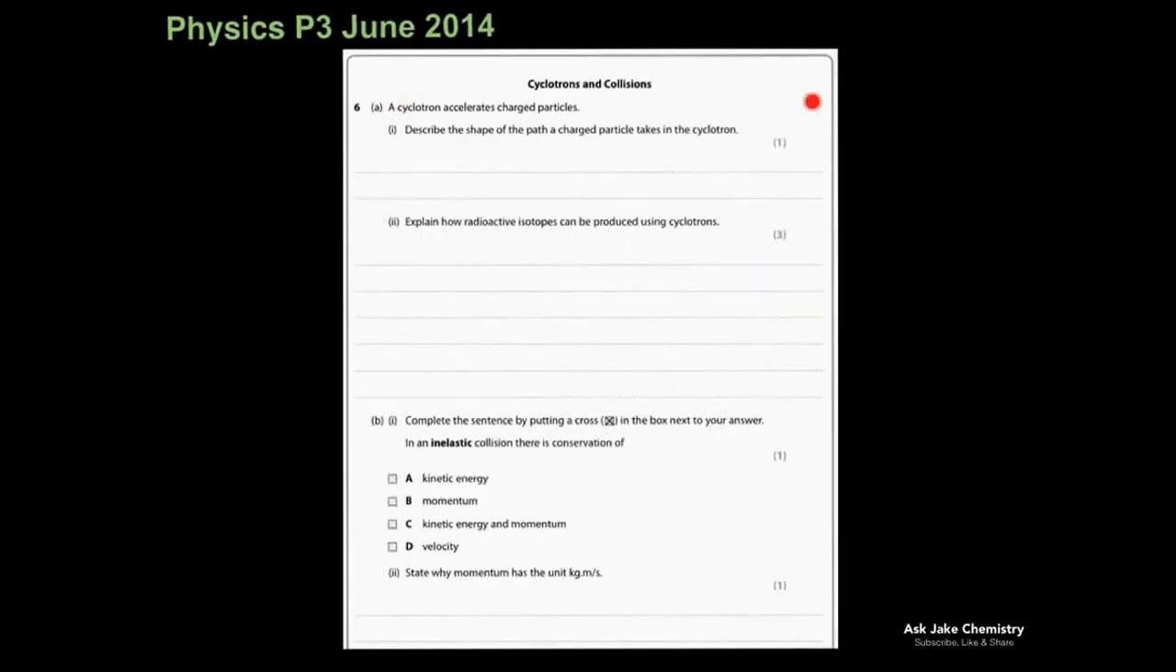For question 6, it's about cyclotrons and collisions. A cyclotron accelerates a charged particle. Describe the shape of the path the particle takes in a cyclotron. So as we know, in the cyclotron it goes round and round and round, so this could be called a cyclic motion or a spiral. Explain how radioisotopes can be produced by cyclotrons. For this, you'd only need to say a couple of things to get 3 marks.